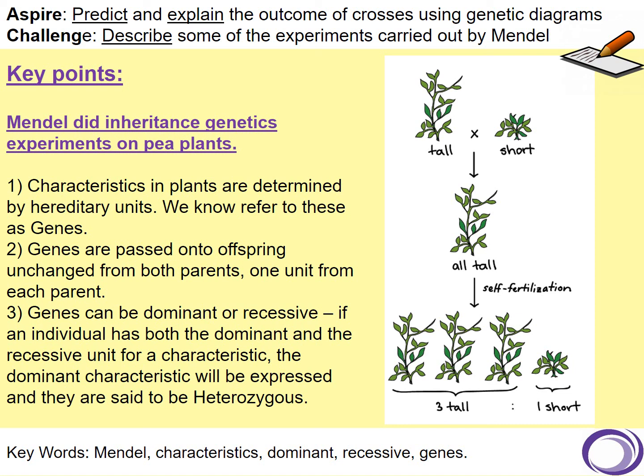As well as doing work on yellow and green pea plants and wrinkly and smooth pea plants, he also looked at whether the plants were tall or short. So exam questions can ask you about many different characteristics of pea plants, but the principles behind the inheritance mechanisms aren't changed. So don't be caught out by that.